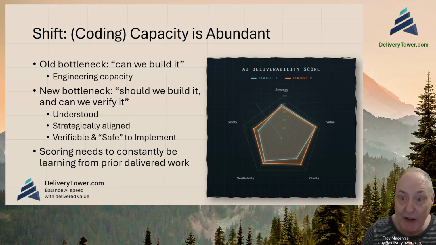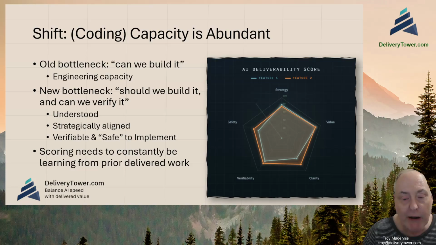In this case, I roll these 5 dimensions into an AI deliverability score. Is it strategic? Is there customer value in it? Do we understand what's wanted? Is it verifiable? And is it safe to implement? Does it have a huge risk to the rest of the platform? Performance in AI engineering is really about understanding and being able to tell up front these factors before you hand it off to AI and have a disaster down the line.